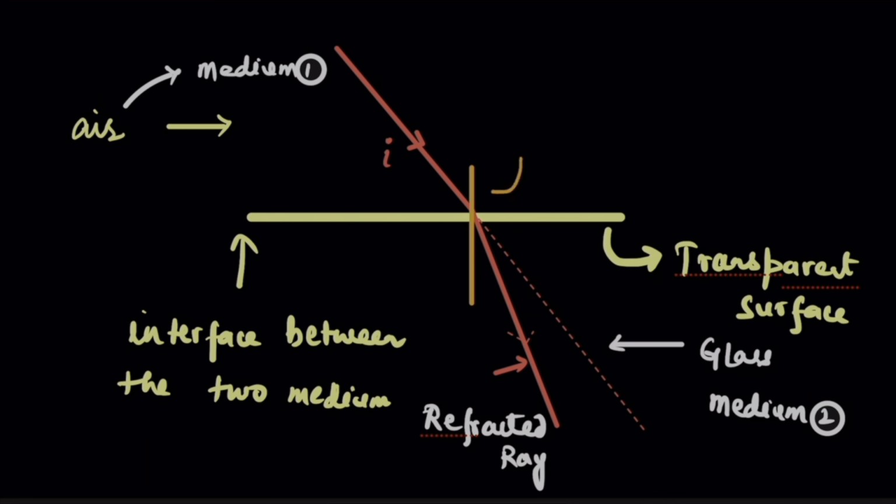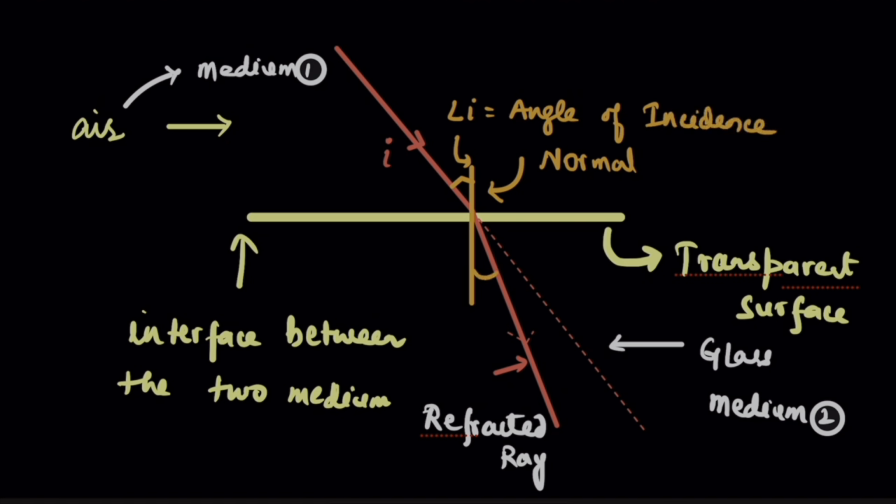Normal, we know normal is the ray that is perpendicular to the surface, and it is the imaginary ray. So here the angle that you notice, this is called as angle of incidence, and this is the angle R, so it is called as angle of refraction. So how you can identify that medium is changing?